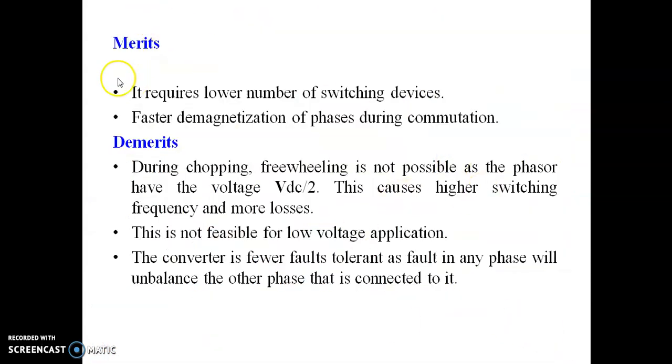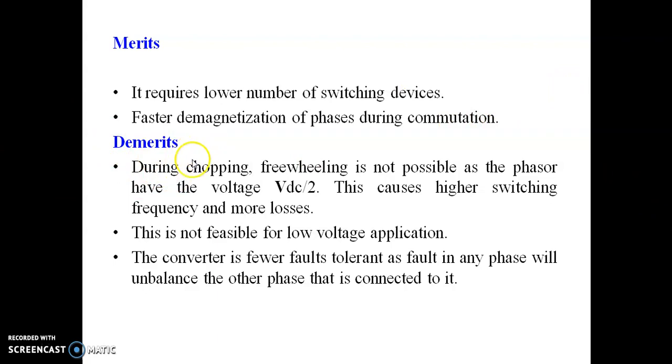Now let us look into the merits of this. It requires a lower number of switching devices, and there is faster demagnetization of phases during commutation, because during the turn on of the switching devices, we will be providing only one half of the supply. So during the remaining half of the supply, the demagnetization occurs.